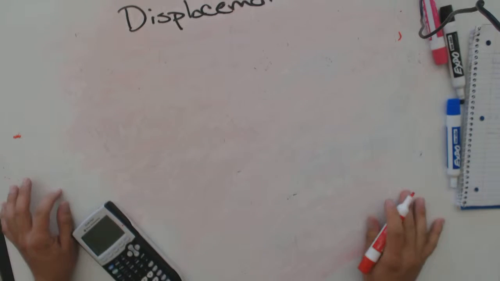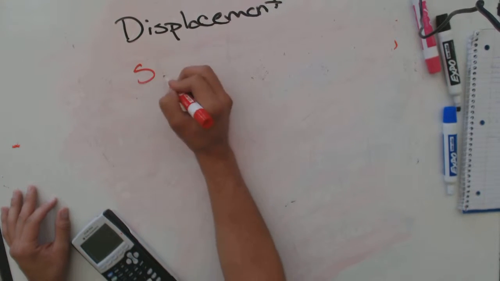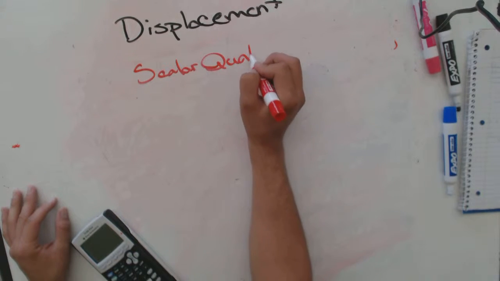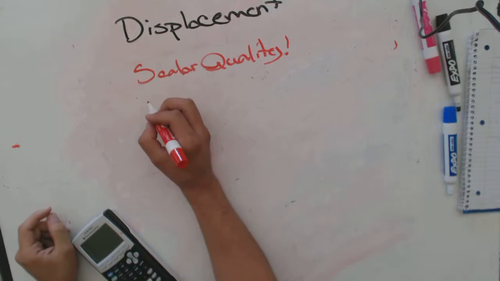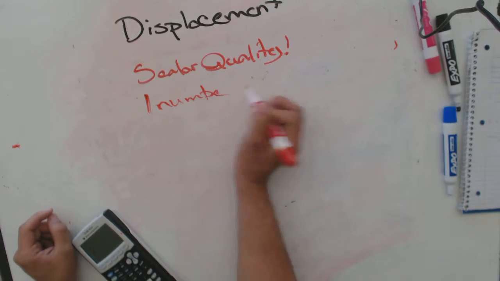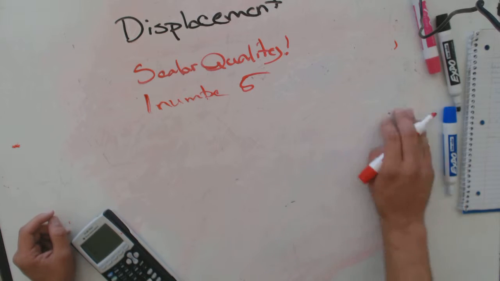Right, so today we're going to talk about displacement. Displacement is a scalar quantity. That means it can only be described by one number, right? So your scalar can be 5. I mean, that could be your displacement.